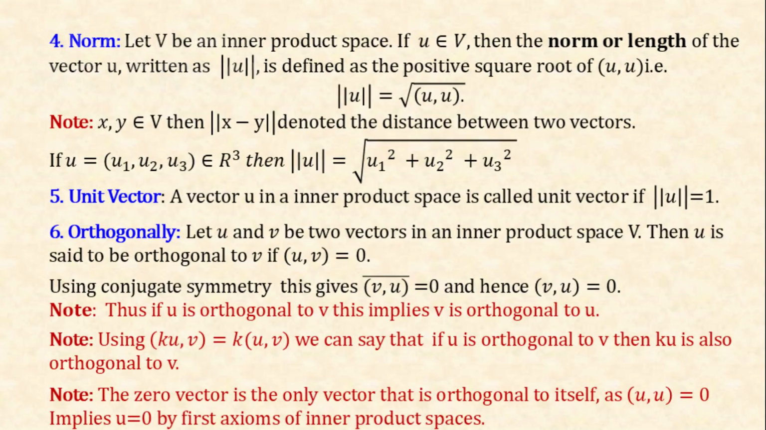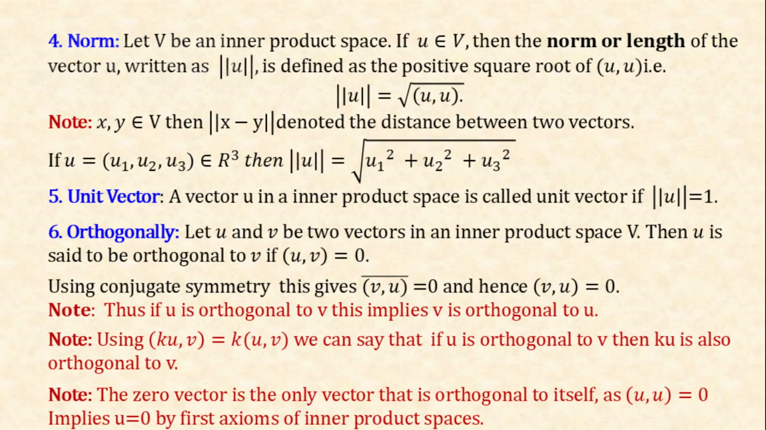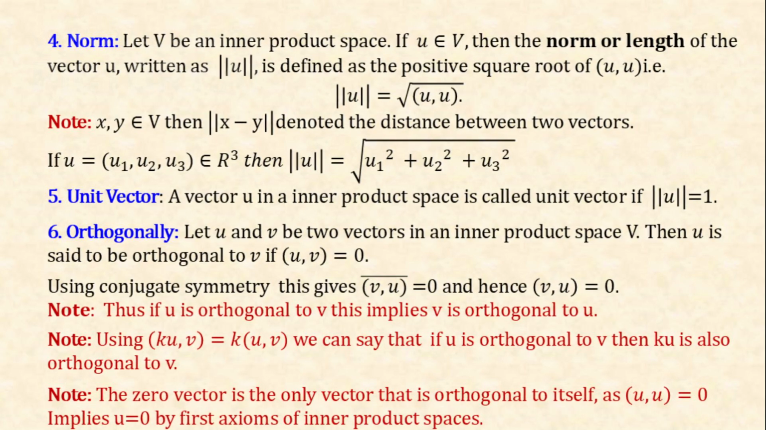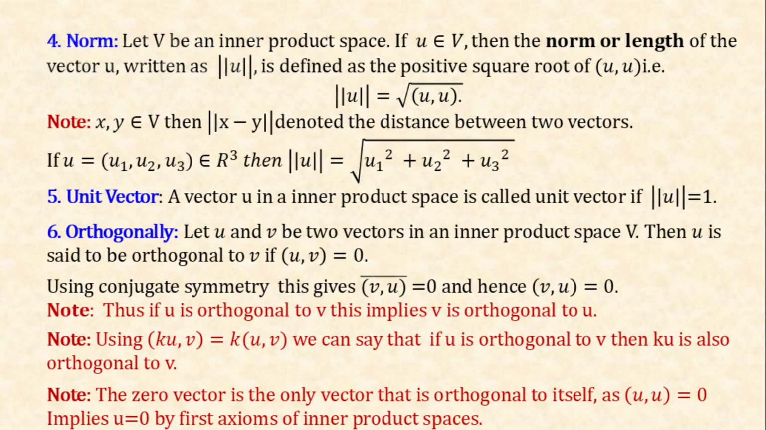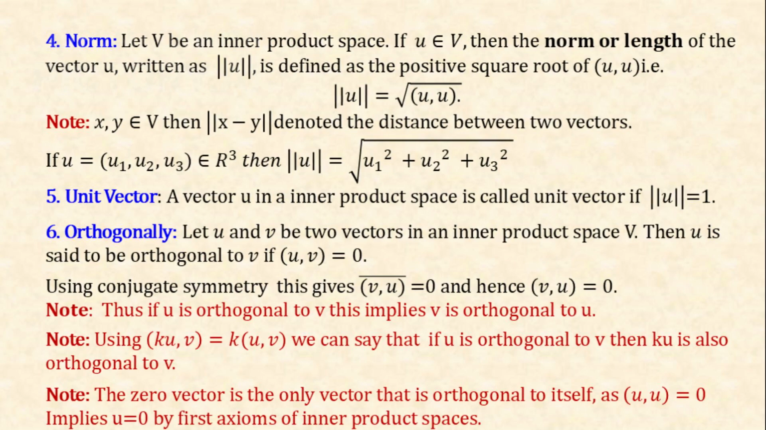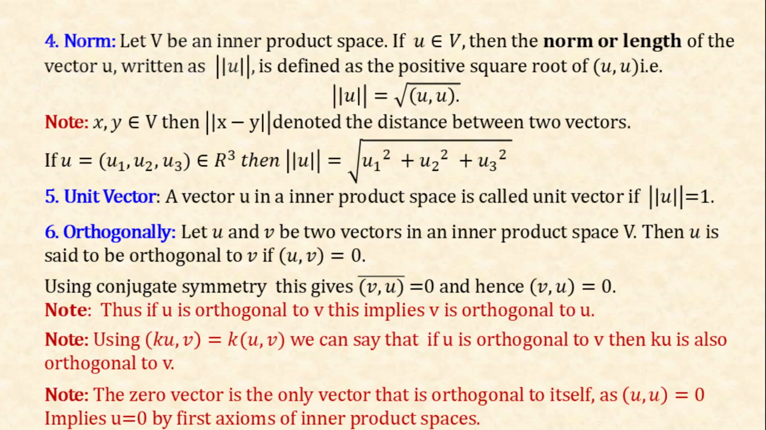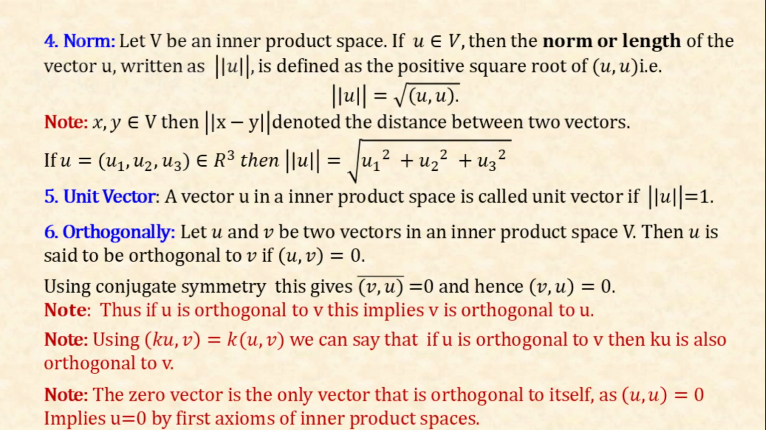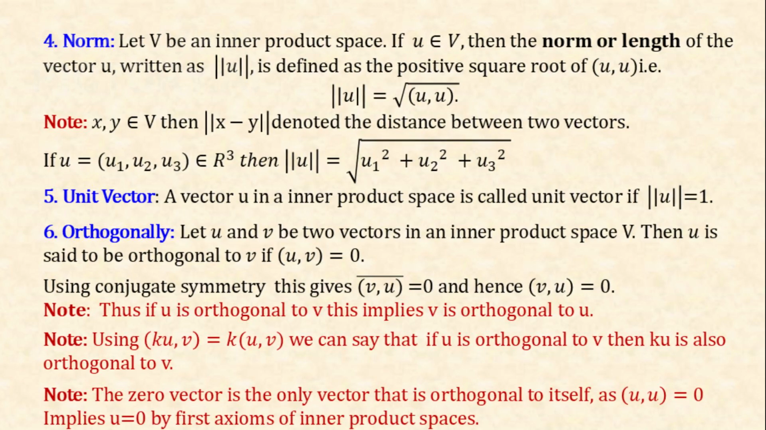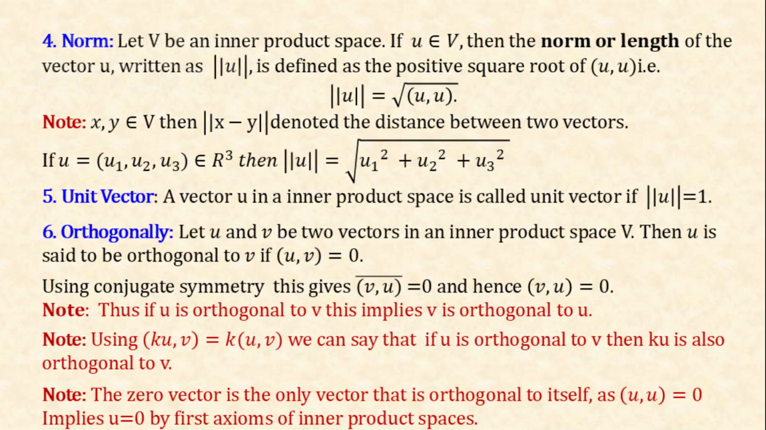Let V be an inner product space. If u belongs to V, then the norm or length of the vector u is defined as the positive square root of the inner product of u with u. Further note that if x and y belong to V, then the norm of x minus y denotes the distance between the vectors x and y. Further, if u belongs to R3 then the norm of u is equal to the square root of u1 squared plus u2 squared plus u3 squared.